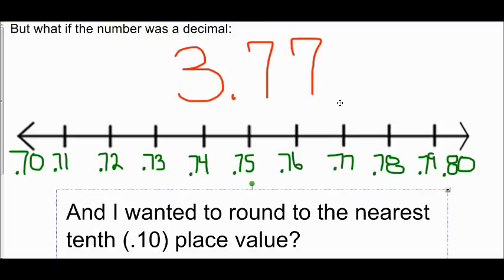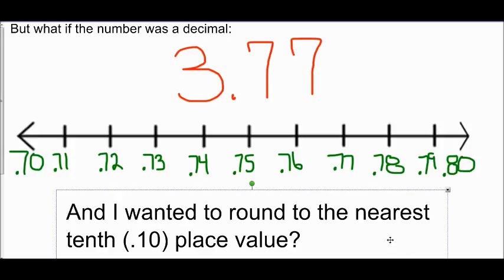Okay? But what if the number was a decimal? Here I have the number 3 and 77 hundredths. Okay? And I want to round to the nearest tenth. And here's what the tenths place value looks like. So I still have 3 and 77 hundredths, and I have a new number line. The number line looks very similar to the other number line I had, except now I have 7 tenths, or another way to say it is 70 hundredths, 71 hundredths, 72 hundredths, 73 hundredths, 74 hundredths, 75 hundredths, 76 hundredths, 77 hundredths, 78 hundredths, 79 hundredths, and 80 hundredths.